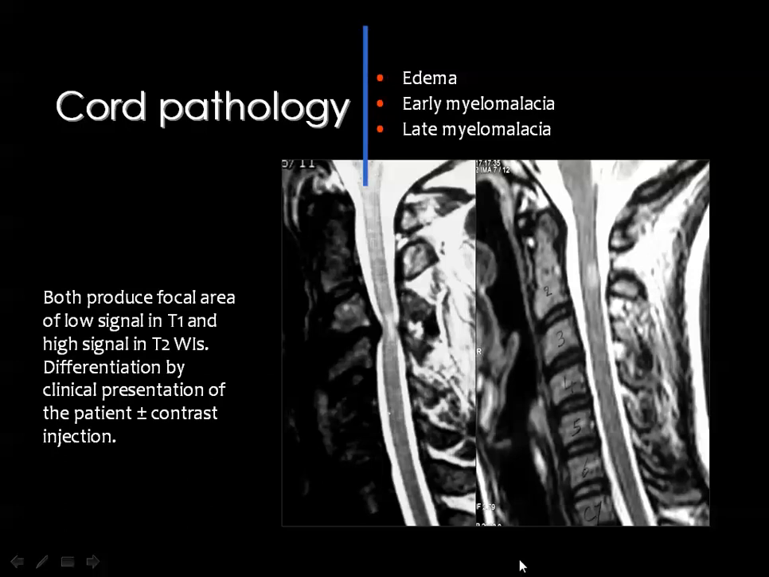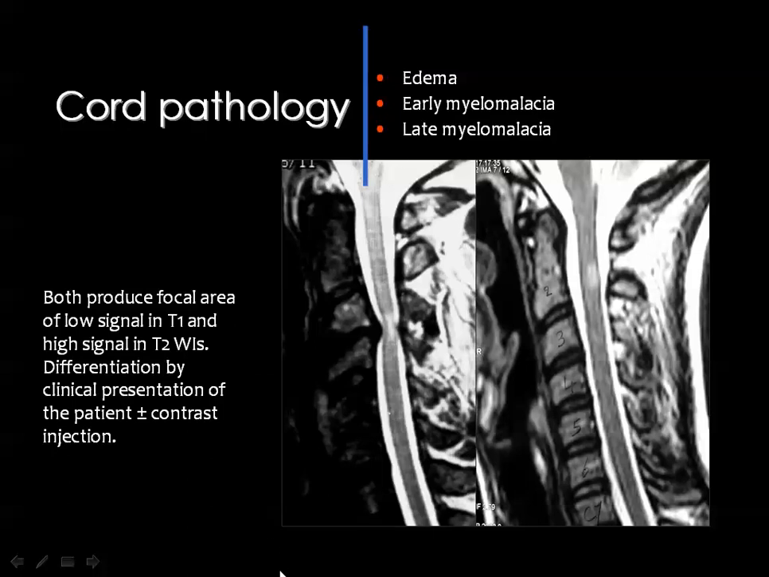Then finally we came to the cord pathology. In cord pathology, we have three issues also: cord edema, early myelomalacia, and late myelomalacia. All these lesions will appear of low signal in T1 and bright signal in T2. And you cannot by MRI discriminate between these three items.